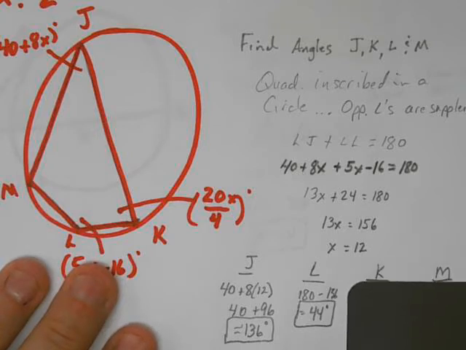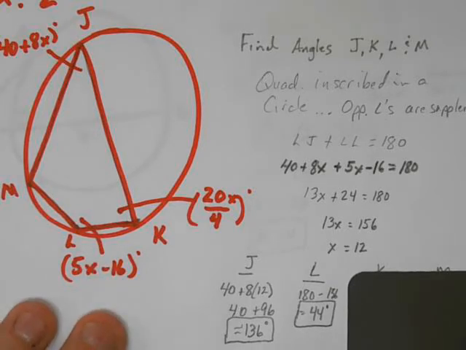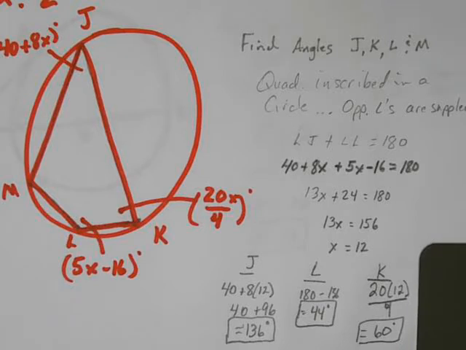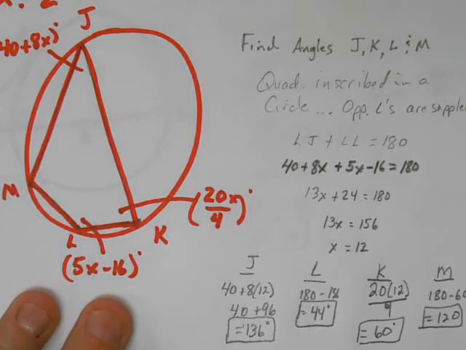Raven, what's K? I don't have my calculator. Out 120. Close. It's 240 divided by 4, so it's 60. I said K, didn't I? Oh, I thought you said M. M is 120. Yes.